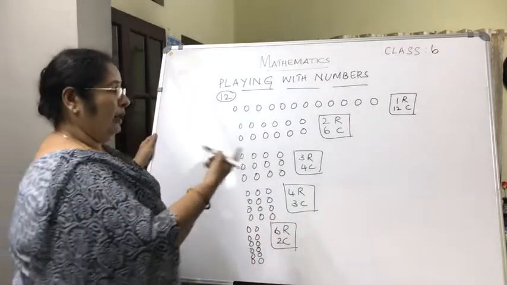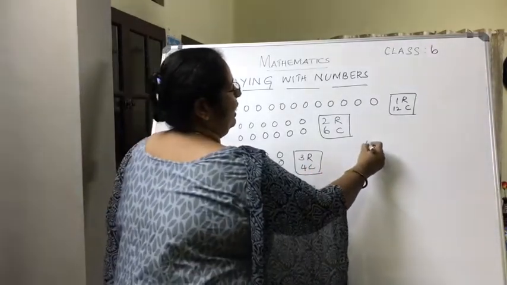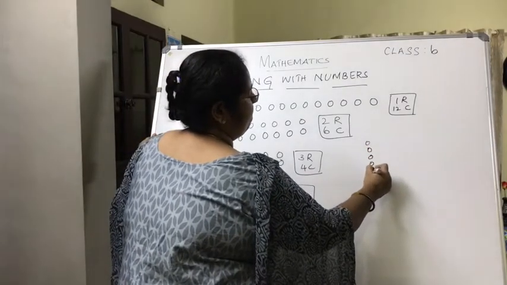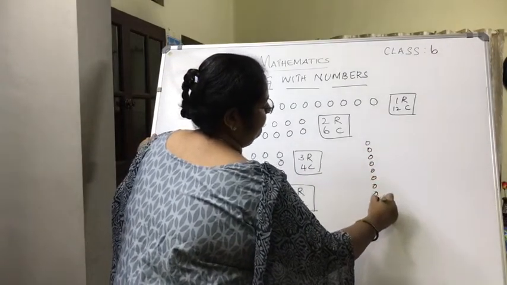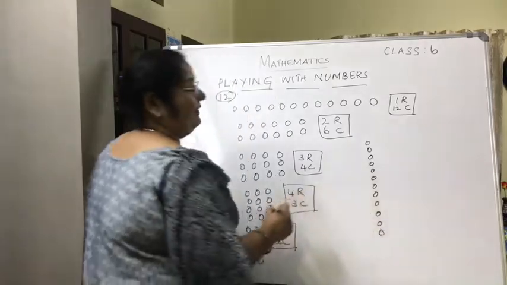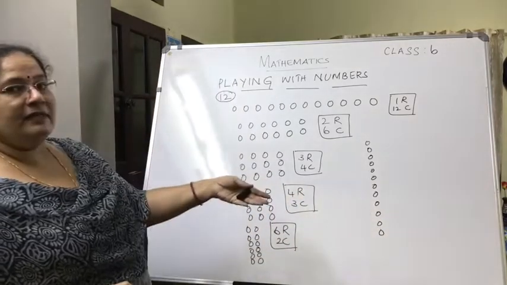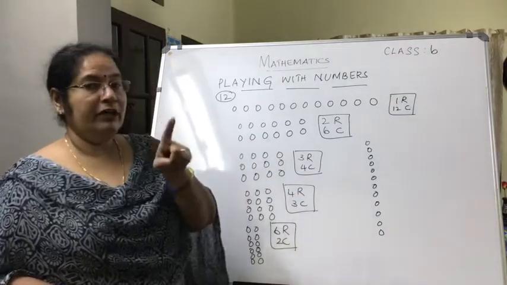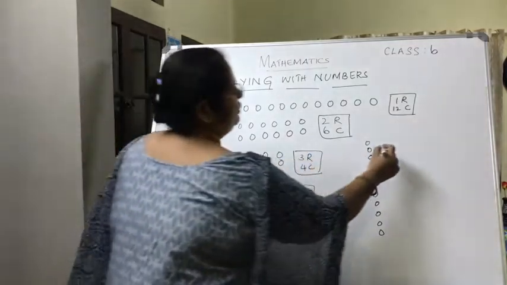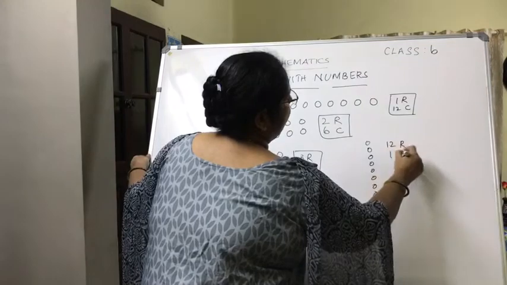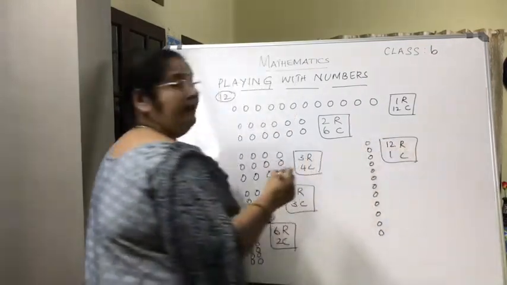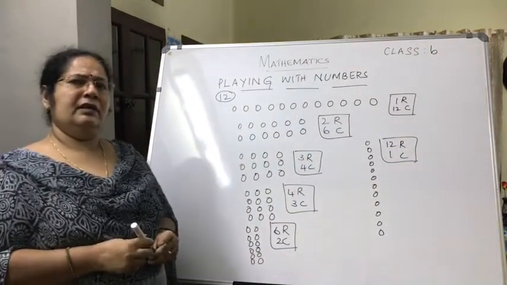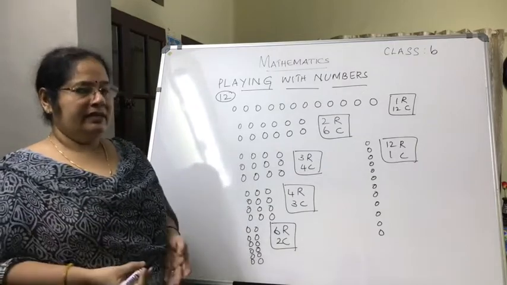Now one more way I'll tell you. Say 1, 2. Now this, how will you represent? How many rows are there? 12 rows and how many columns? 1 column. So 12 rows, 1 column. Anything more? Anything more is coming into your mind? Just try it out and see.